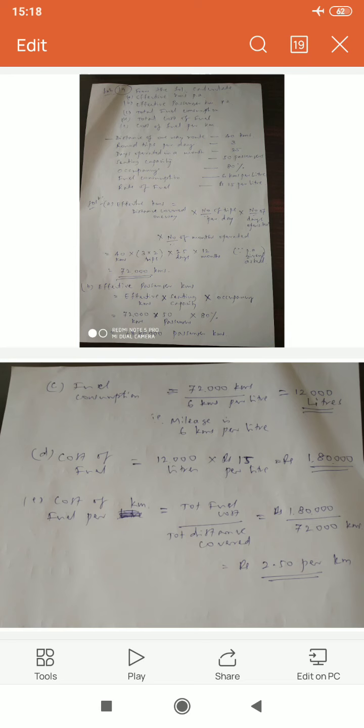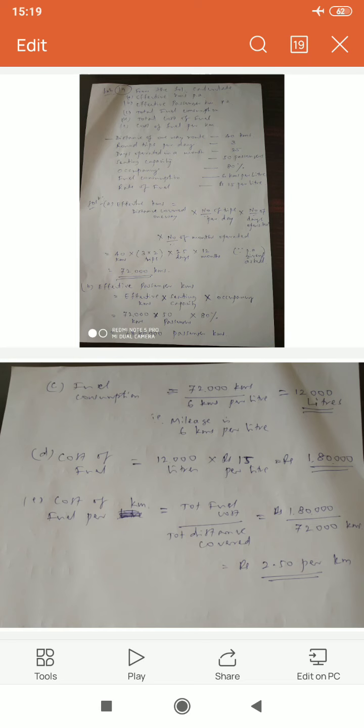If it were to be effective kilometers per month, then you need not have to multiply it by 12 months. Minutely keep in mind, never forget. Where per annum requirement is there in this problem, accordingly it has been multiplied by 12 months. If it is given as per month, then you need not have to multiply it by 12. Therefore, total effective kilometers stood at 72,000. Minutely observe, only effective kilometers covered by that vehicle is arrived at 72,000 kilometers.